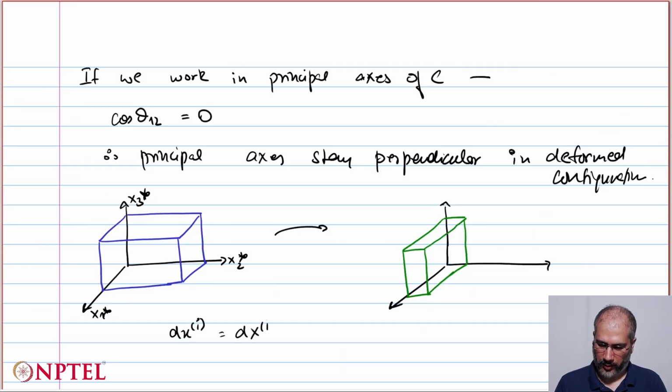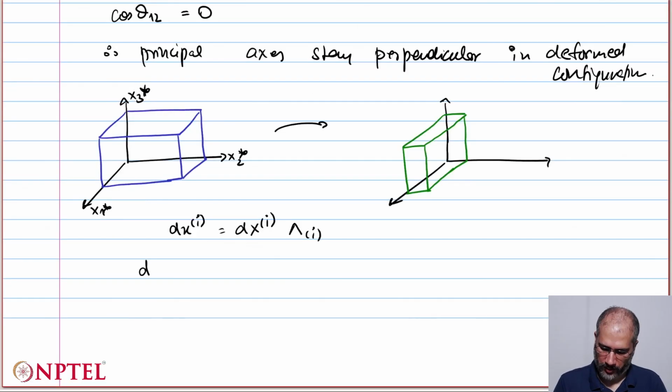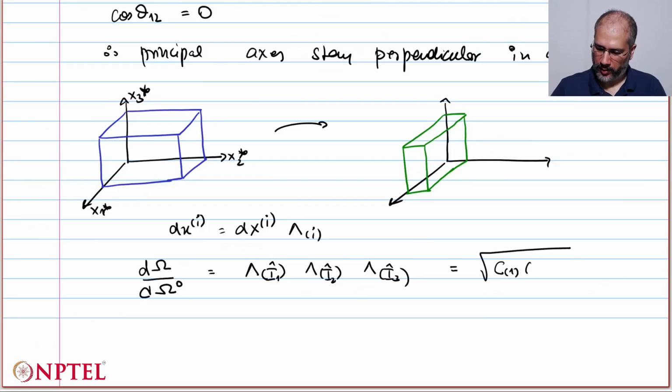So they are d capital X i's times a stretch in the corresponding direction, and the ratio of the volume in the deformed configuration for the small element to the volume in the undeformed configuration is simply the 3 small d x i's multiplied together divided by the 3 capital d X i's, and this is nothing but the product of lambda I1 hat, lambda I2 hat and lambda I3 hat, which in terms of C can be written as C1, C2 and C3, which you can see is the third invariant of the Green's deformation tensor.